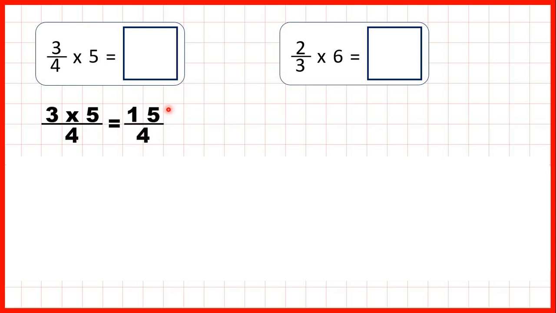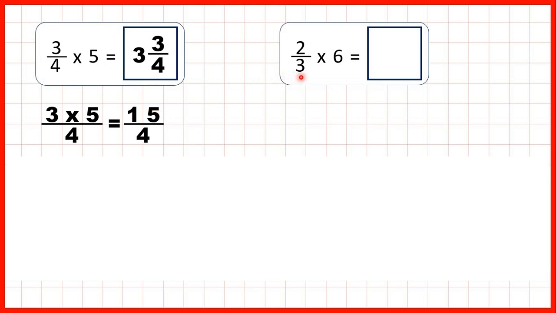So as an improper fraction, we have 15/4. But we can turn that into a mixed number by dividing. 15 divided by 4 is 3, remainder 3, and the denominator stays the same. So our answer is 3 3/4. And we can check: 3 times 4 is 12, plus 3 is 15.